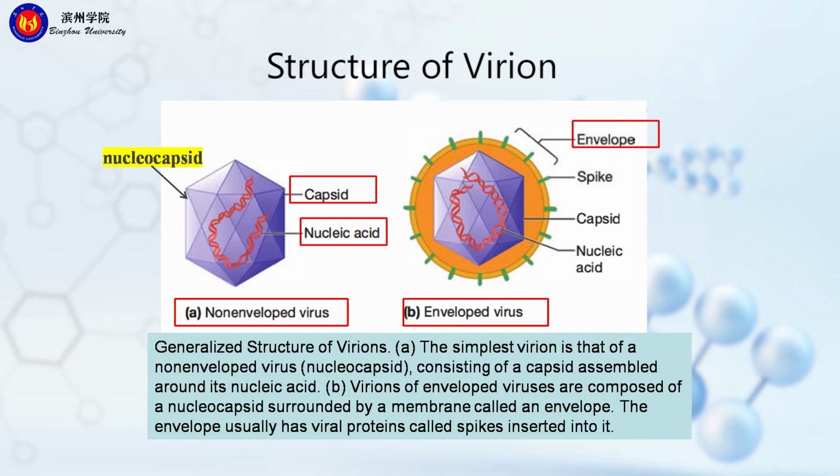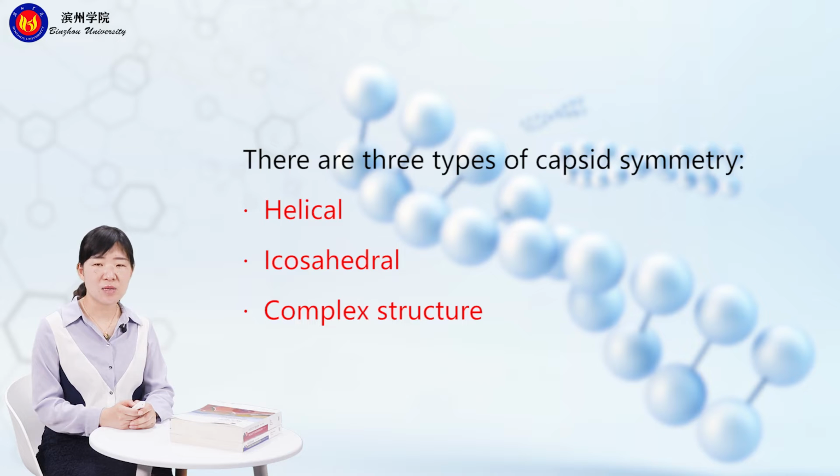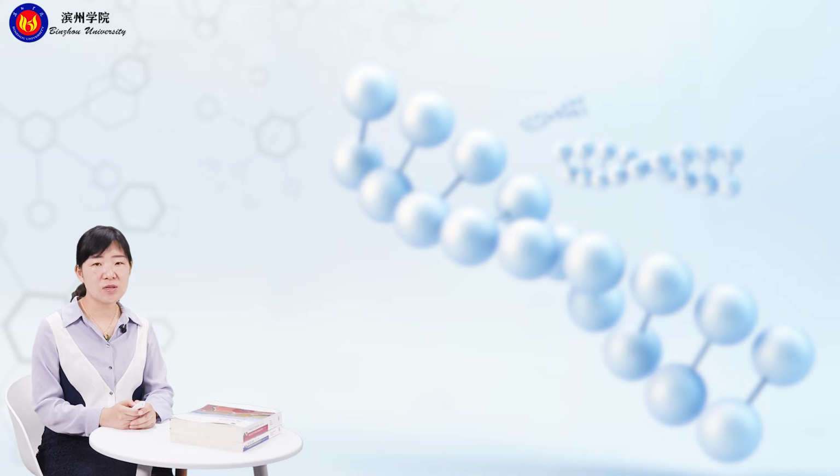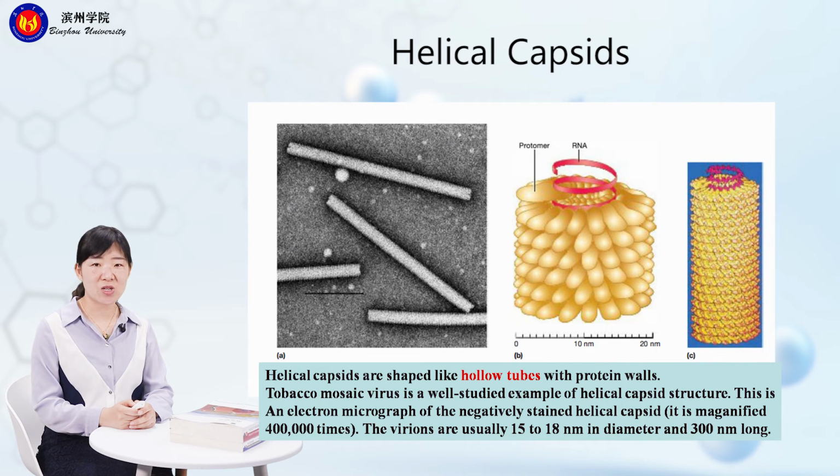Then let's see the capsid symmetry. There are three types of capsid symmetry: helical, icosahedral, and complex structure. First, let's see the helical capsid. Helical capsids are shaped like hollow tubes with protein walls. Look at the picture. This is a picture of tobacco mosaic virus. It is a well-studied example of helical capsid structure.